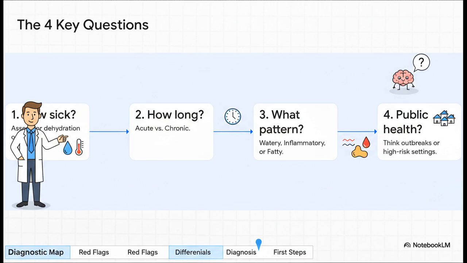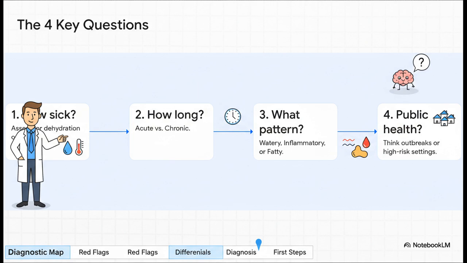2. How long has this been going on? Is it a sprint or a marathon? The causes of diarrhea that started yesterday are totally different from something that's been dragging on for months. 3. What does the crime scene look like? Is it watery? Is there blood? Is it fatty? Each pattern points to a different group of culprits.